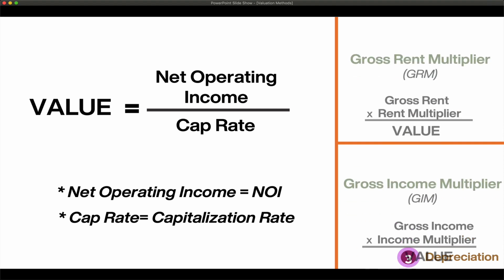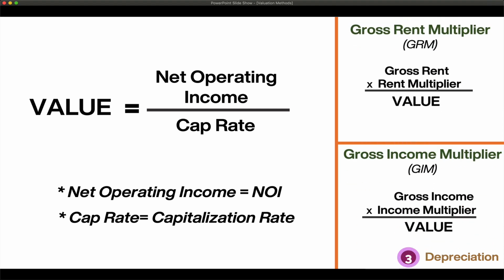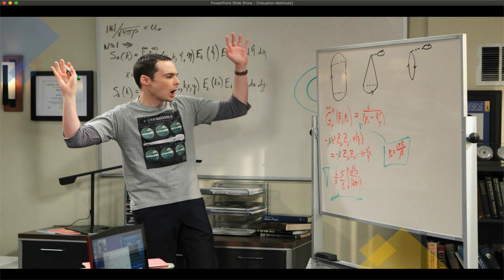Or for smaller properties, an appraiser can use either a gross rent multiplier, a GRM, or a gross income multiplier, a GIM. All three of these formulas are clearly based on math, so I'm going to save the details of how this is exactly calculated for a math class. I will mention that a capitalization rate is similar to a potential rate of return on a real estate investment.